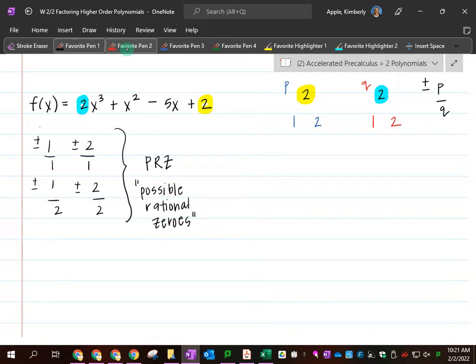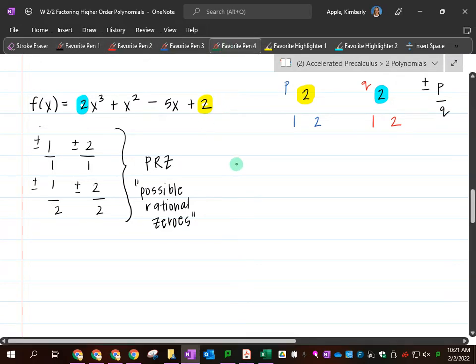So let's go over and actually write the PRZ list. So here's the PRZ list. And I'm going to go back and I'm going to show you how I got it. 1 over 1 simplifies to 1. 2 over 1 simplifies to 2. 1 over 2 is 1/2. And 2 over 2 is what? 1. We've already got 1 in the list, so I'm not interested. So these are the ones I'm going to try.